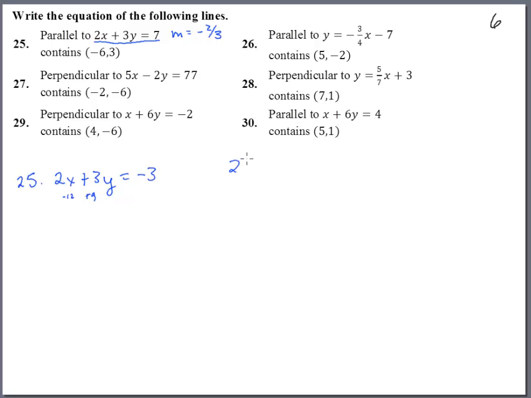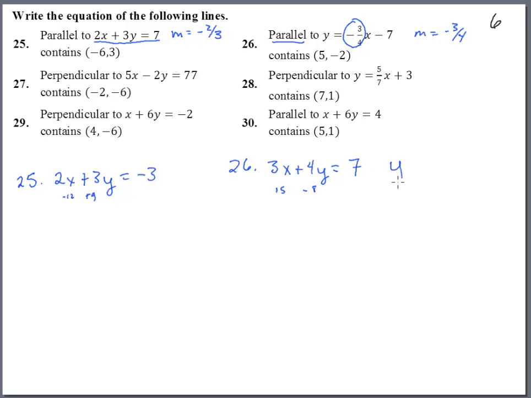Number 26. Parallel to y equals negative 3/4 x minus 7. Again, there's the slope of that line, and parallel to means that we're going to have the exact same slope. So we need slope negative 3/4. I'm going to write it in standard form, 3x plus 4y equals, and then it's got to go through 5, negative 2. So that's 15, and a negative 2 there is a minus 8, gives us 7.